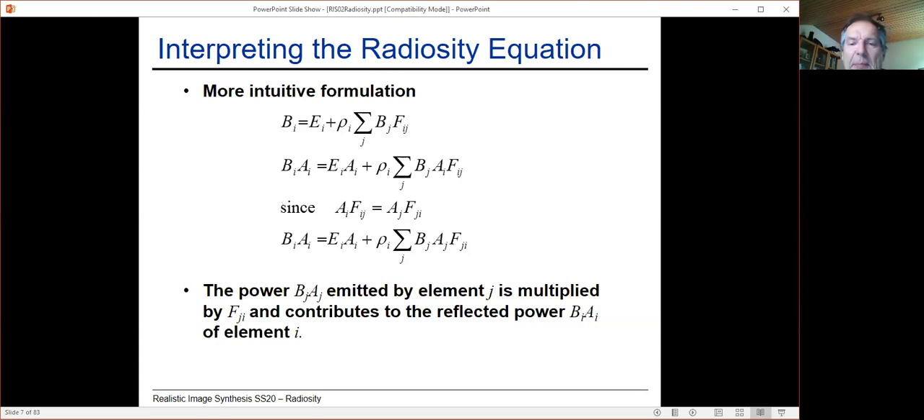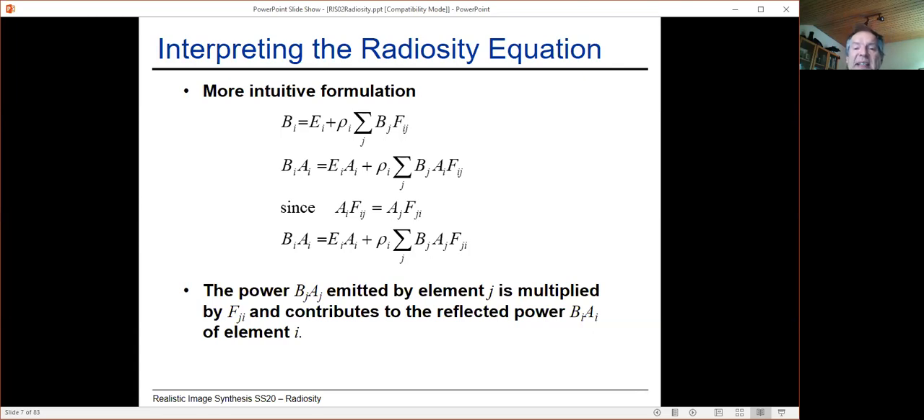the radiosity of patch J. You would expect, by interpreting this equation, that the radiosity of patch I is equal to the radiosity emitted by this patch plus the radiosity that comes from other patches and is reflected by patch I. So here we have this reflectance. So the question is why here we don't have form factor Ji, why we have form factor Ij.